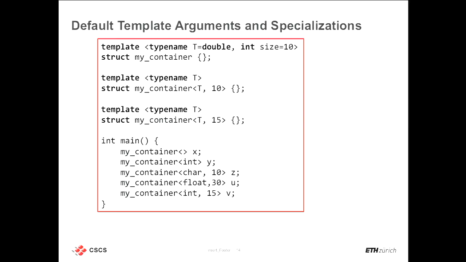Okay. What happens with the full template arguments and specializations? You have my container of x, my container open and close bracket is x double and 10. What happens when I do my container int of x? What line is actually instantiated with y? Let's do some code analysis.